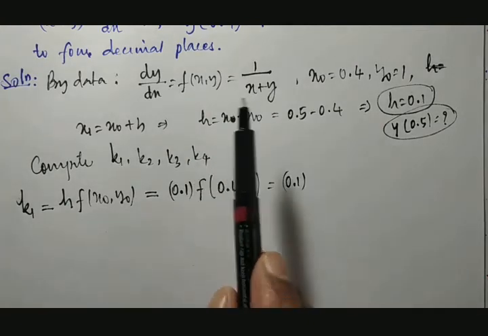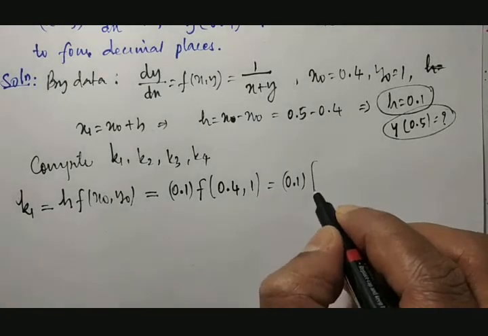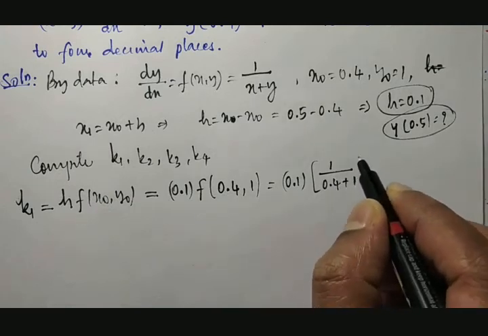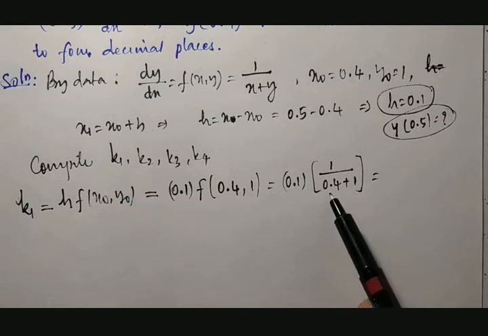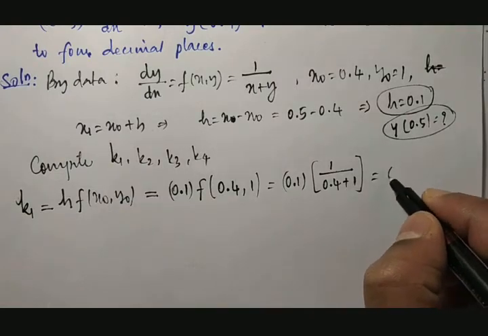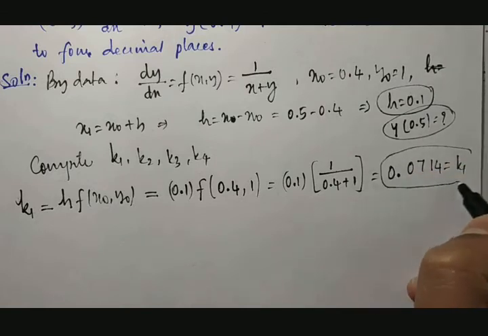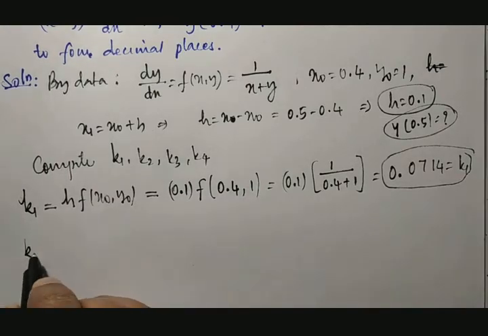What is f of x y? F of x y is equal to 1 divided by x plus y. Therefore it is 1 divided by the value of x, 0.4, plus the value of y, 1. If we calculate this, it becomes 0.1 into 1 divided by 1.4, that is equal to 0.0714, which is K1. Fine.